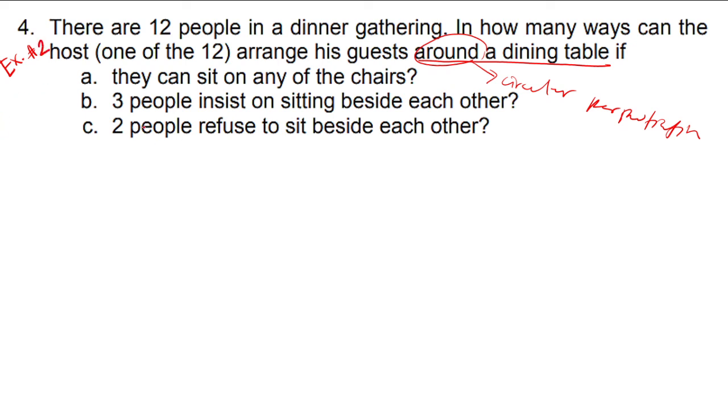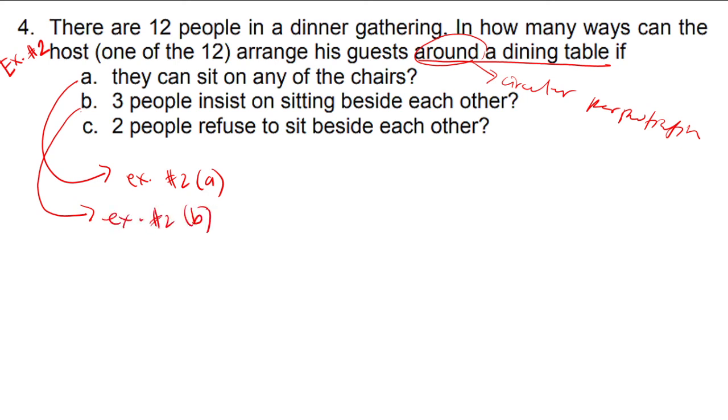Okay? Next, let's begin. Letter A, they can sit on any of the chairs. So, example number 2, this is example number 2, letter A. Next, 3 people insist on sitting beside each other. Ito, katulad siya ng example number 2, letter B. Yung sa letter B natin, 2 people. Ito naman, 3 people. Okay?